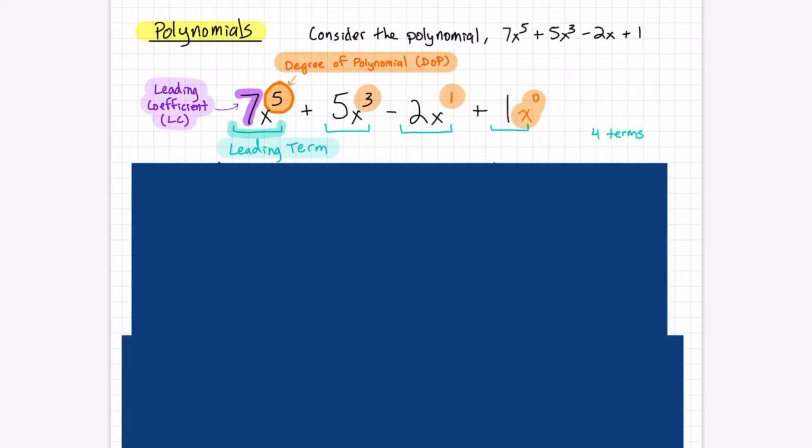So if you notice, our terms are written in what we call descending order. We have the fifth, and then the third power, and then the first, and then the 0th power. We write them in descending order, biggest to smallest. This biggest exponent is what we call the degree of the polynomial. We're going to be abbreviating the degree of the polynomial as just DOP. So this first term we call the leading term. It's the one with the degree of the largest exponent, and its coefficient we call the leading coefficient.